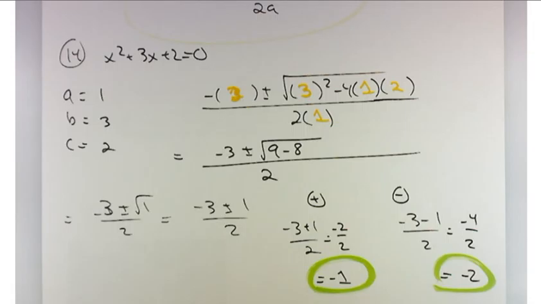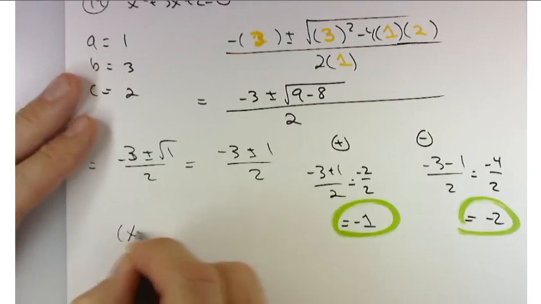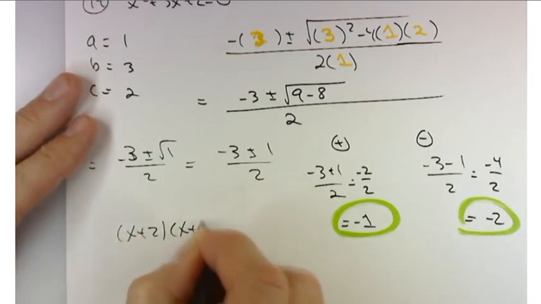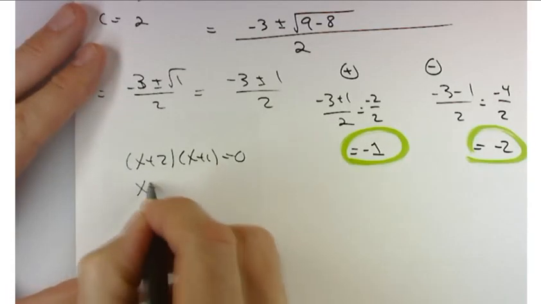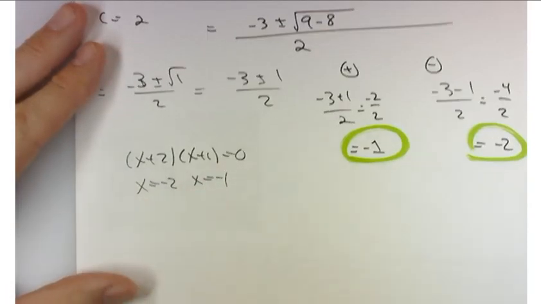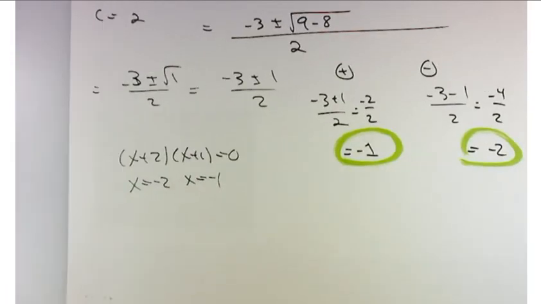You should look at this and go, oh, well, that'll factor. X plus 2 times x plus 1 equals 0. And there's my two solutions. Factoring is your best friend in terms of solving the quadratic equations you'll see. But factoring doesn't always work. And if it doesn't factor, you need a backup. And that's where the quadratic formula could come into play.